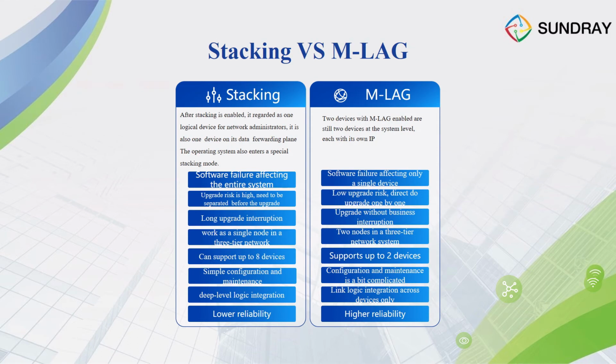Now let's compare Stacking and MLAG. Stacking is a virtualization technology at the operating system level, right? If we have two switches, after we do the stacking, the operating system will enter a special stacking mode. The two switches will have only one control plane. If we log in to switch one, it may be one part of this virtual stacking unit, and switch two is another part of it. So we can say the two switches almost become one. This is a deeper level of virtualization. And Stacking can support up to 8 devices.